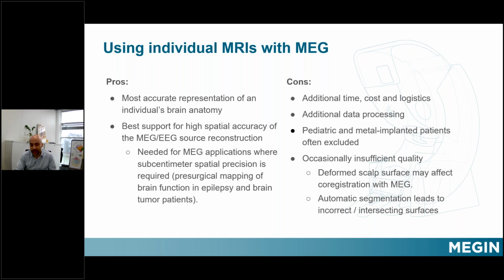Another problem with MRIs is that the quality is not always sufficient. There might be geometric distortions. If you have a deformed scalp surface or head surface, then the co-registration may not be accurate. And sometimes if the signal-to-noise or contrast-to-noise ratio in the MRI is not sufficient, then the segmentation may not work correctly. So you have incorrect conductivity surfaces or even intersecting surfaces.